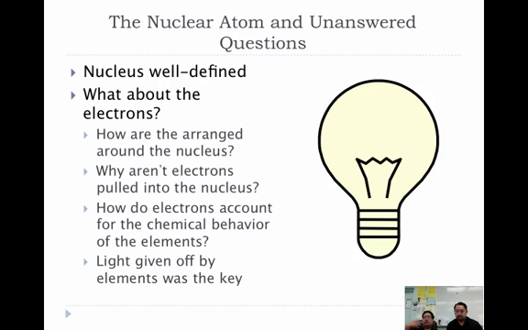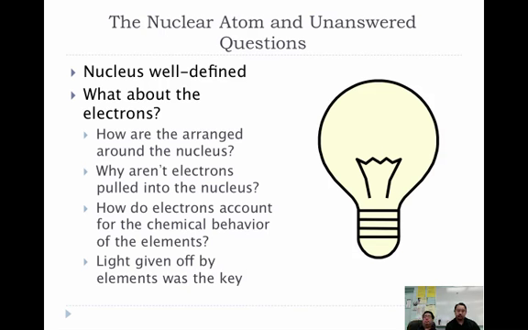Why aren't they just sucked in and smack into the nucleus? And why is all that open space necessary? How do electrons account for the behavior, chemically and physically, of these elements? So they had all these questions about where the electrons are, what they did, and why they worked the way they worked, and they were able to find the key to answering these questions by the fact that elements gave off light when they were energized.